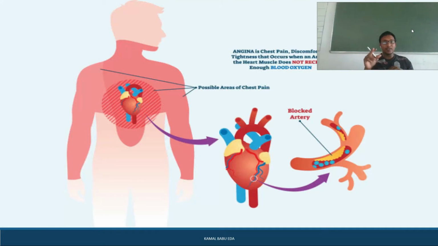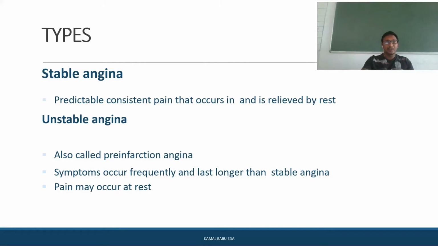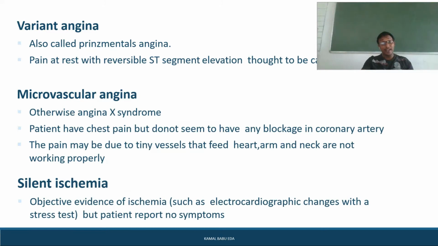Here these are the possible areas of chest pain. You can see the blocked artery, and it is very hard for the blood to pass to the other end. This is called angina. Coming to the types of angina, we have stable angina, unstable angina, variant angina, microvascular angina, and silent ischemia.